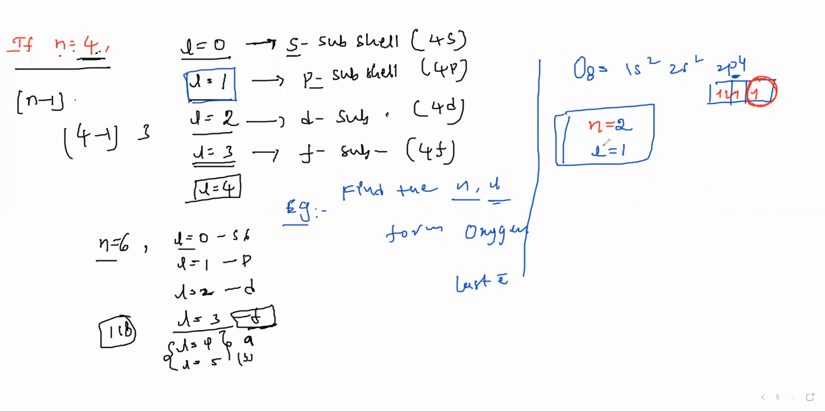Principal quantum number. Okay, if it ends the meeting, we'll continue tomorrow from azimuthal quantum number examples. Okay, we'll continue tomorrow.